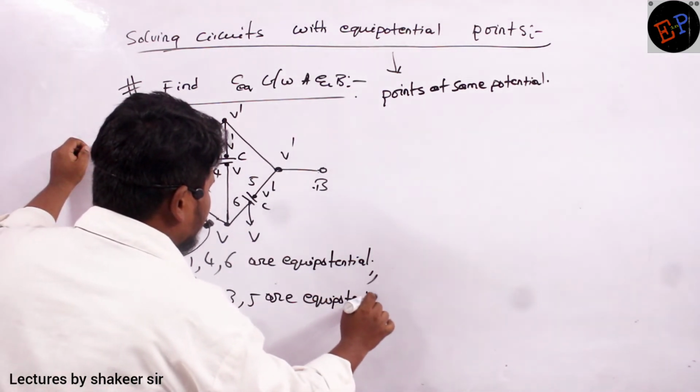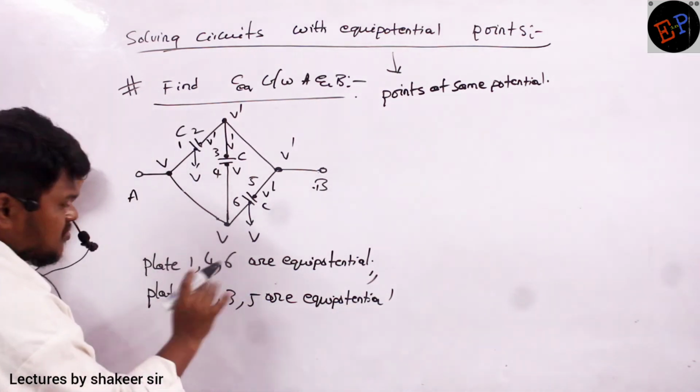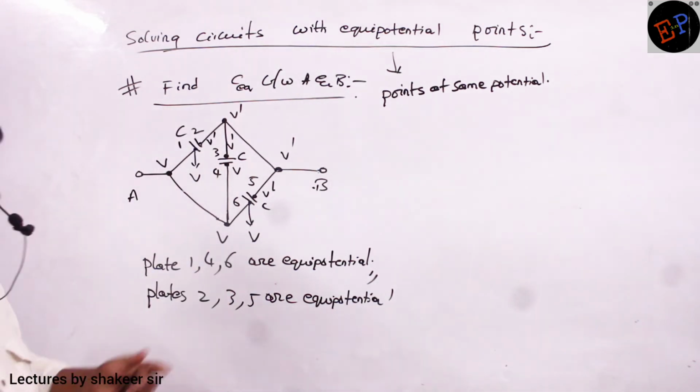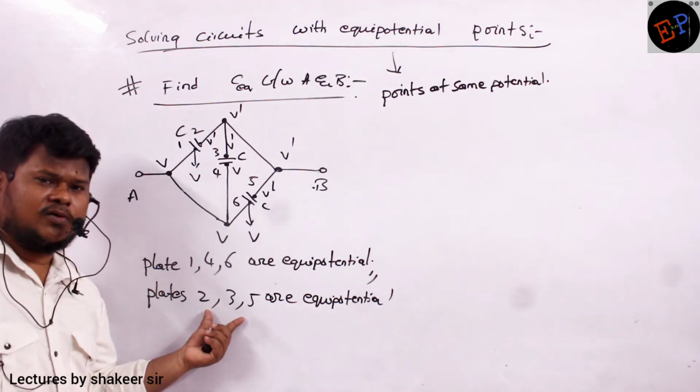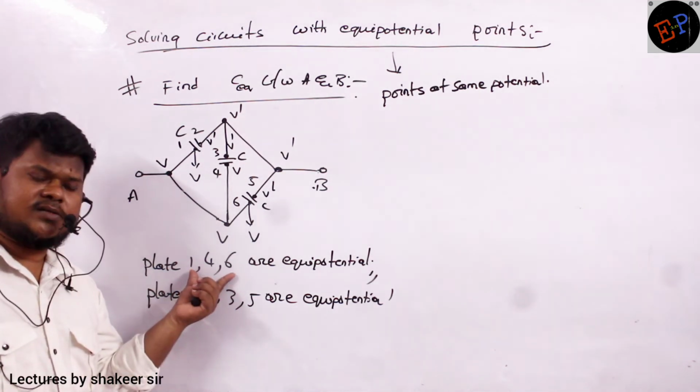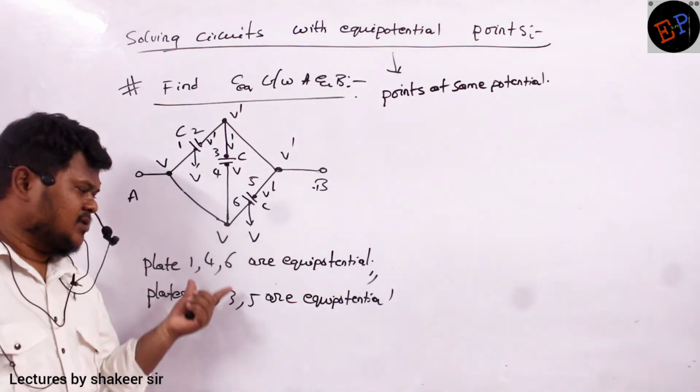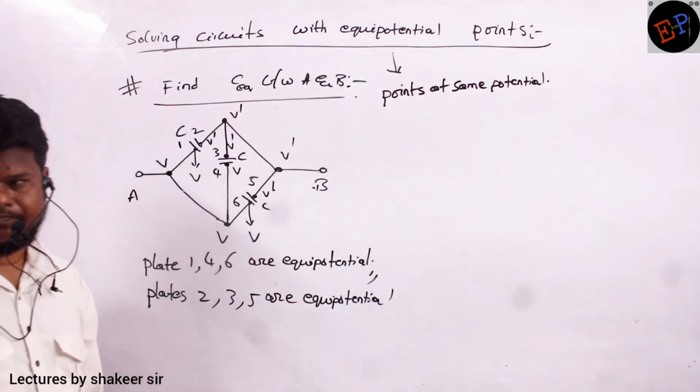Okay? The potential of these points is not equal. 1, 4, 6 are at higher potential. 2, 3, 5 are at lower potential. But all of these potentials are the same, and all of these potentials are the same. This potential and that potential are not the same. Are you able to understand?